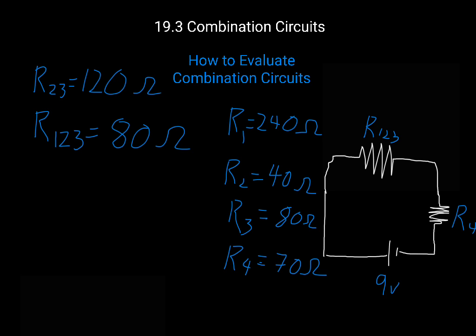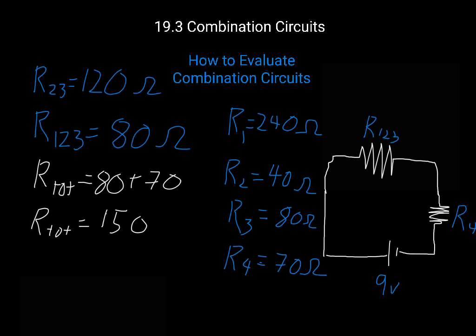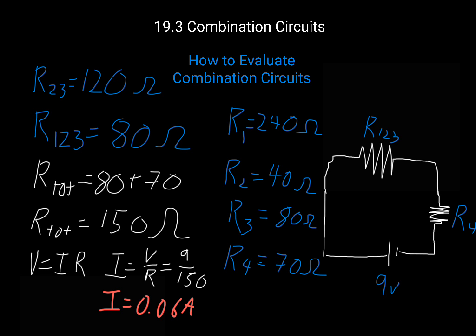Now we're left with a simple series circuit that we know how to solve. We first add our resistances together. This gives us our total resistance, which is 150 ohms, and then we have to plug that into V equals IR. We end up with a current of 0.06 amps.